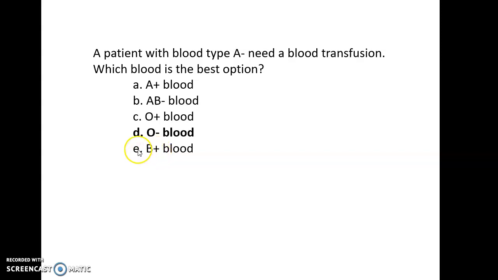And B positive, they don't have the B antigen, they don't have the Rh antigen. Double whammy, they're dead. The only acceptable out of these options is O negative. The other possible choice for someone who's A negative is A negative. So the same or less.